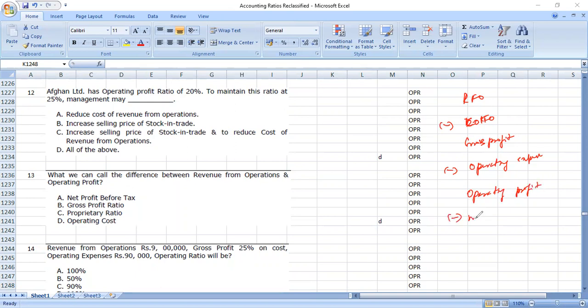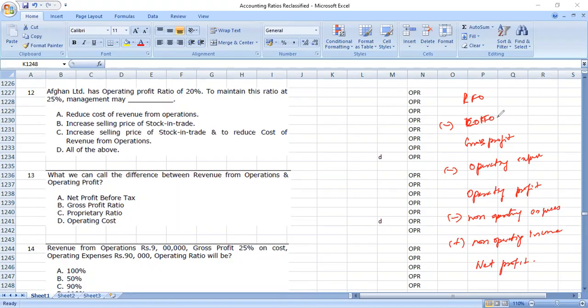From this you reduce non-operating expenses and add non-operating income, you will get net profit. Understood, children? Remember this, we'll require this to solve.